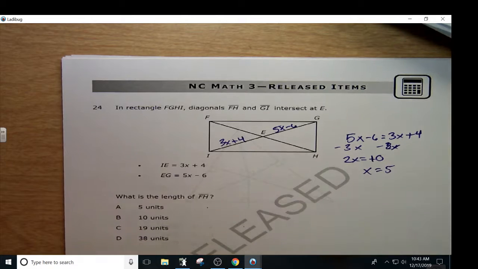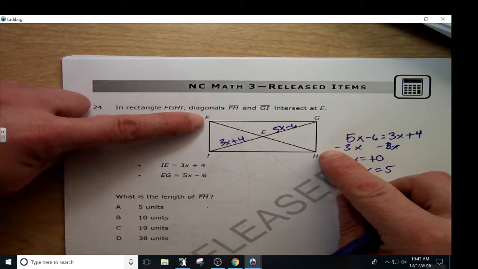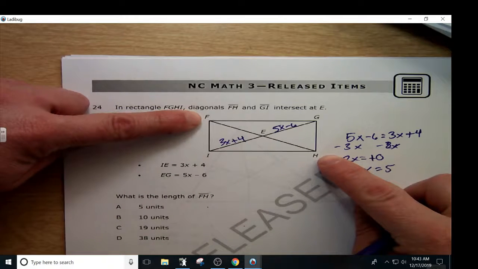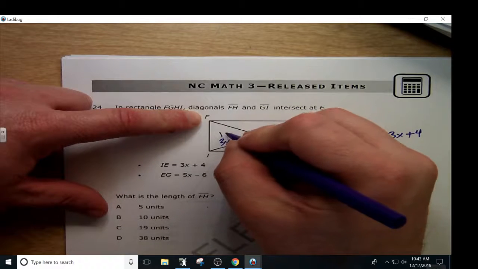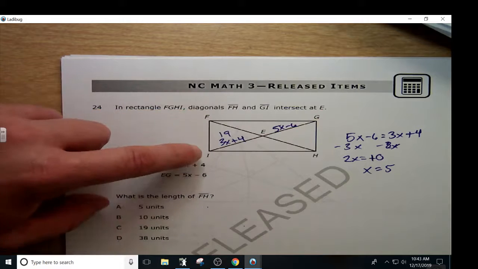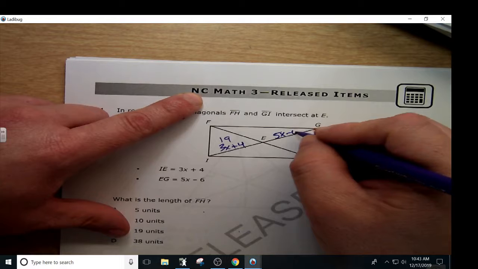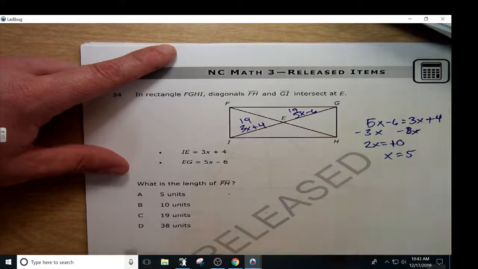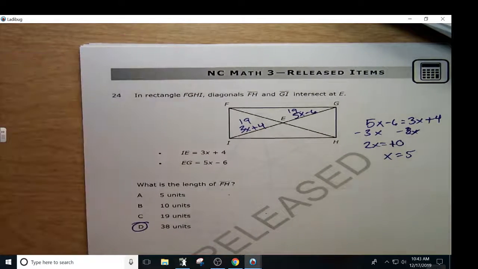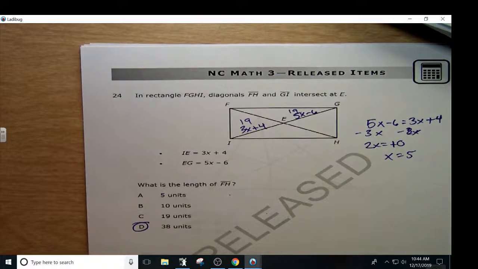X equals 5. So guys, what we need to do here, you've got to get the whole thing because FH is the whole diagonal. All right, now that's 19. 3 times 5 is 15 plus 4. And then 5 times 5 is 25 minus 6 is, that's right, 19. So what would this be, guys? 38 units, because guys, it's the whole thing. 19 plus 19 is 38. Does everybody understand that?